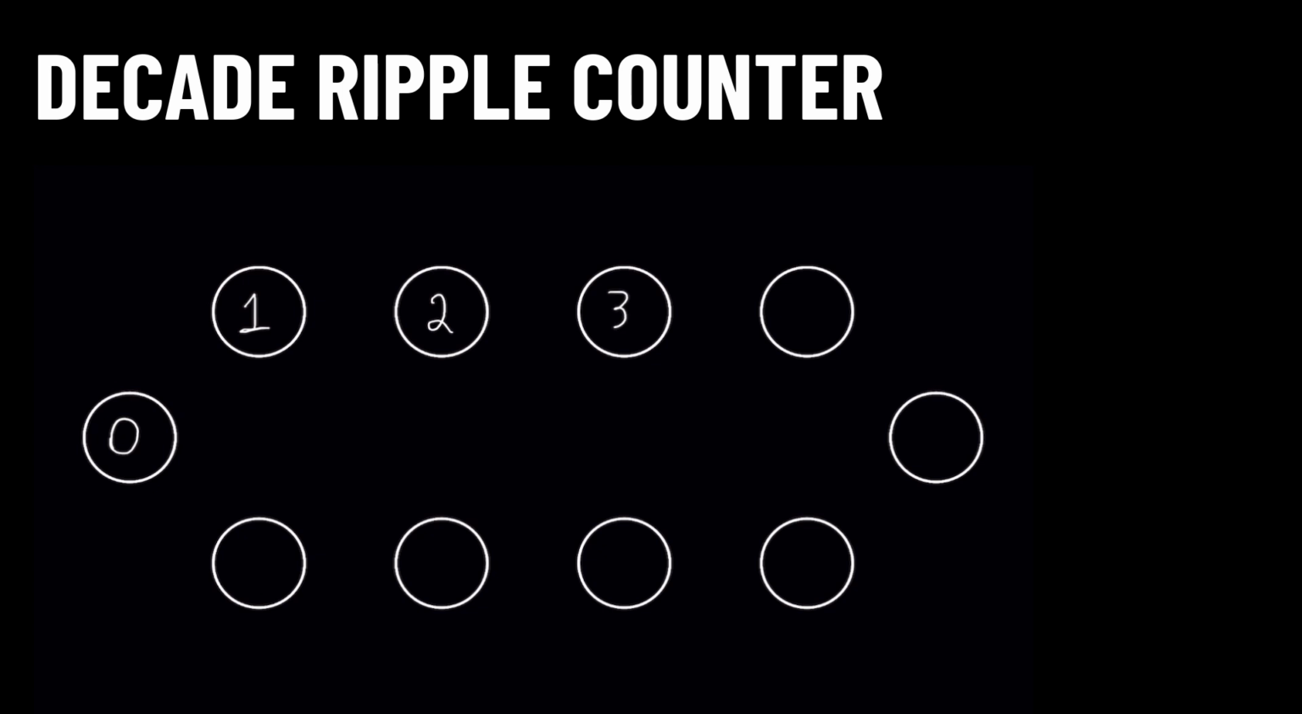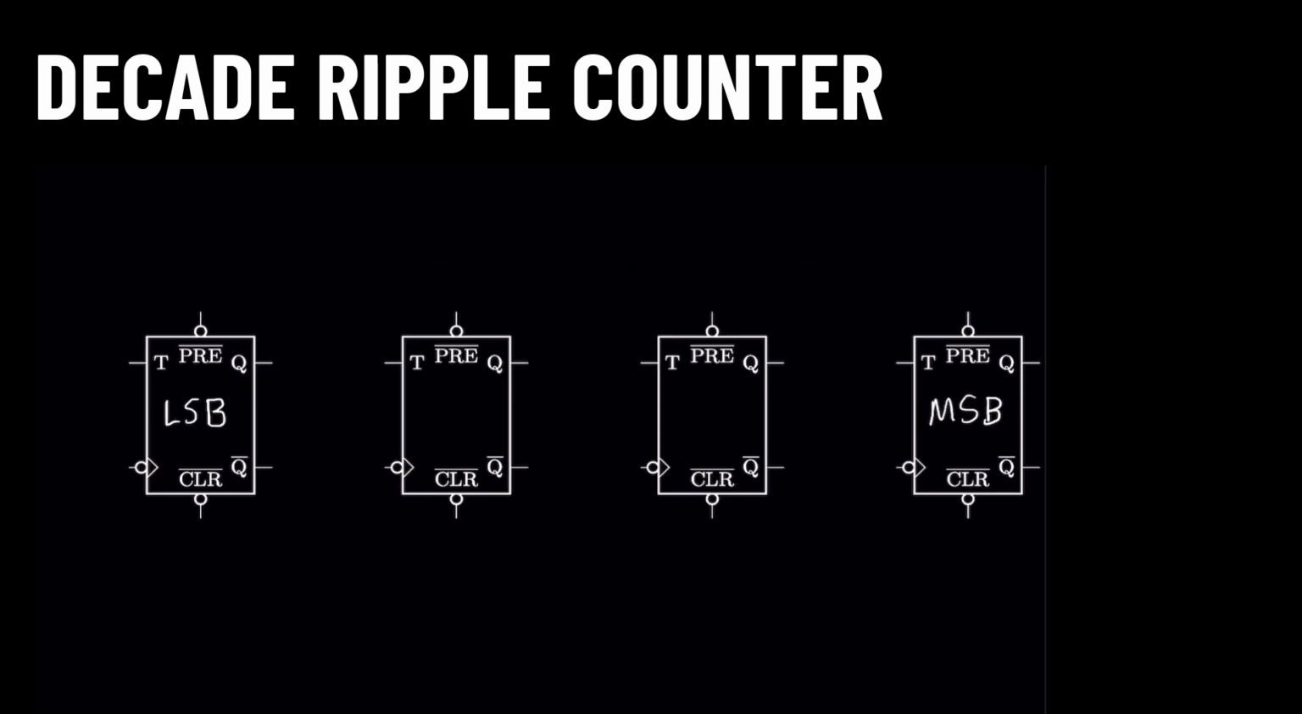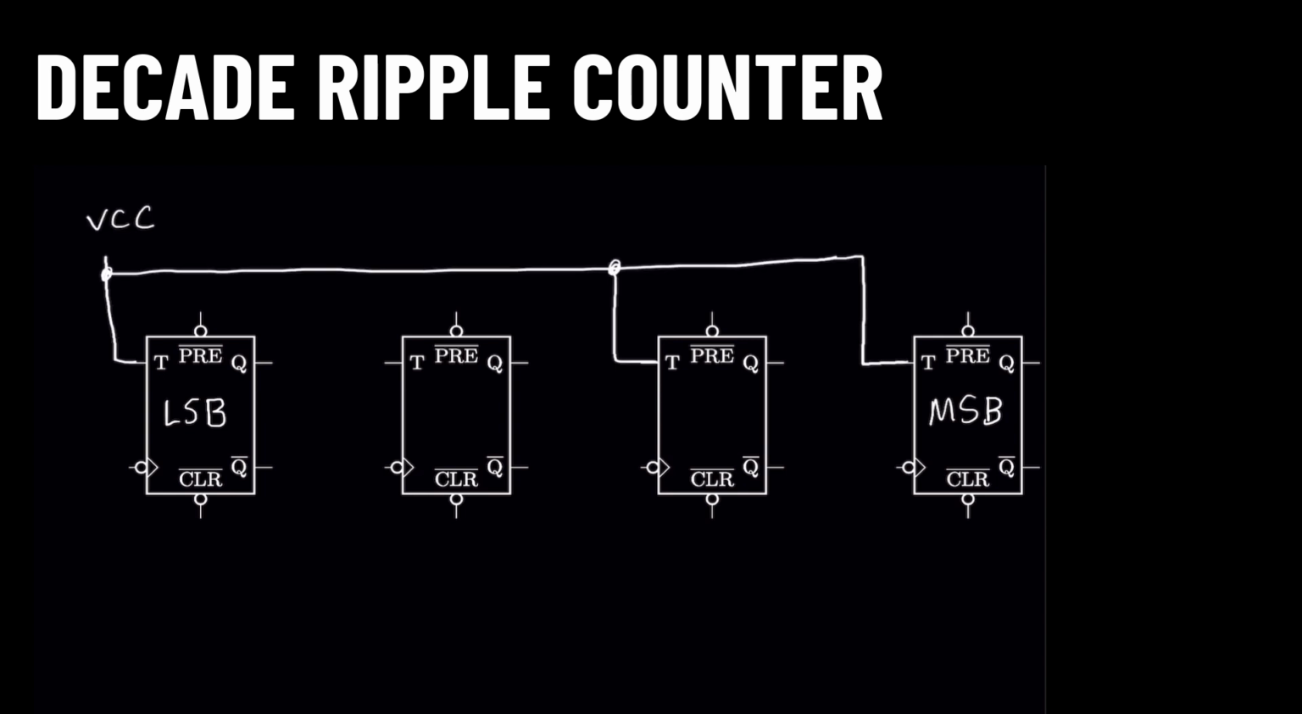A decade ripple counter is simply a decade counter generated by using a ripple counter. Remember, no transition table needed. A decade counter requires 4 bits, so 4 flip-flops are needed. Let's do this with the T flip-flop. Start by connecting the input so the flip-flop toggles, then ripple the clock.